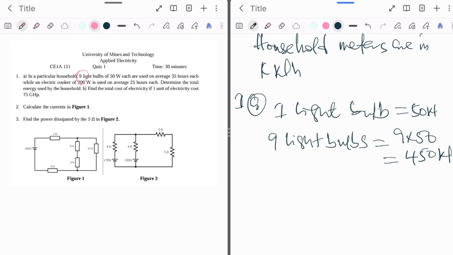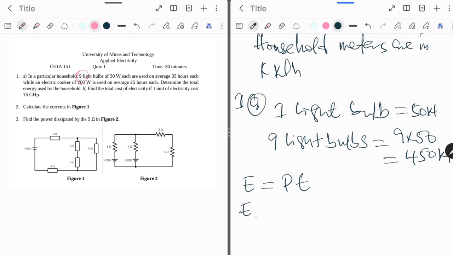So energy, E here, will be equals to power times time. Energy is the ability to do work, meaning work done is a form of energy. Power is equals to energy over time, so when you multiply power by time, you get energy. So energy will be equals to this.